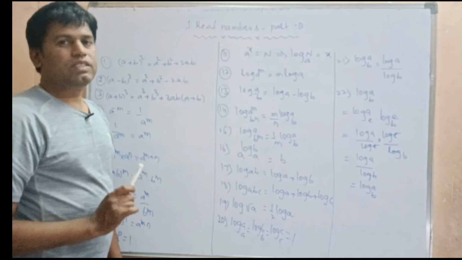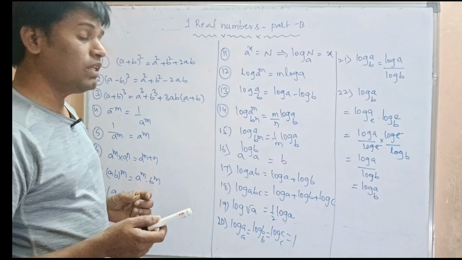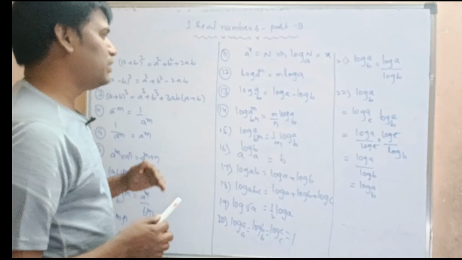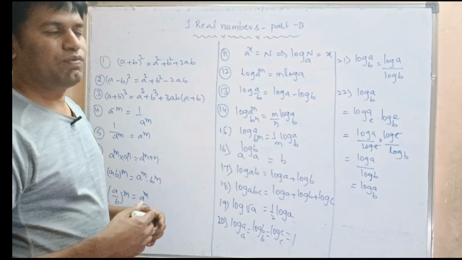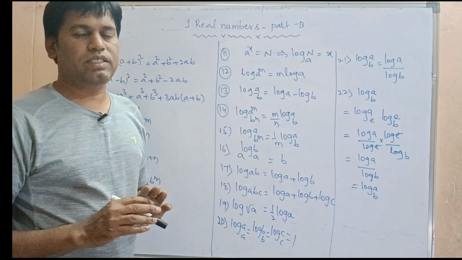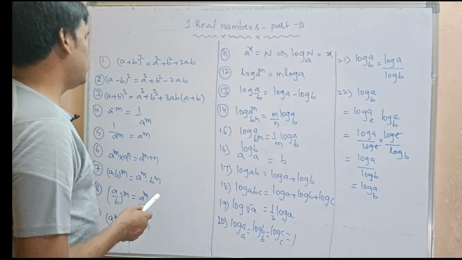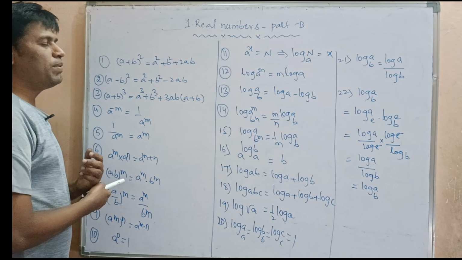In this real numbers chapter, how many formulas are there, and on which formulas are the problems coming? The total basics are given here. You can observe that there are 21 formulas in total. Every method is coming from these formulas only. Your first formula is (a plus b) whole square.